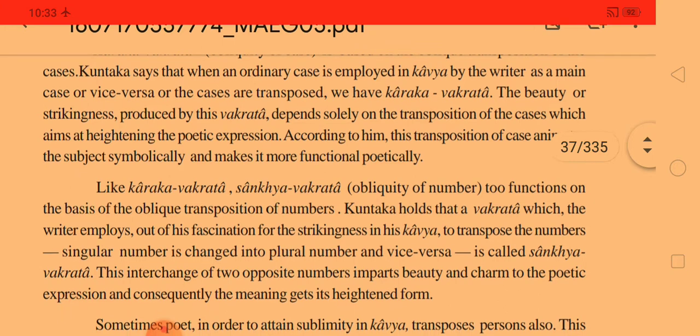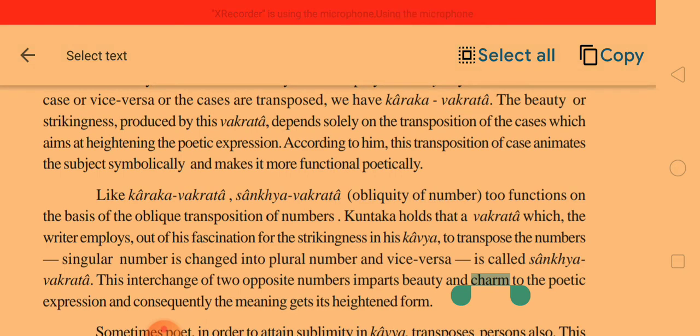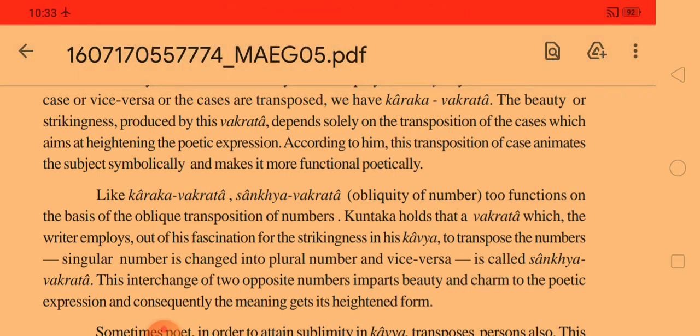And now, like Karaka Vakrata, Sankhya Vakrata, or the obliquity of number, also functions on the basis of the oblique transposition of numbers. Kuntaka holds that a Vakrata which the writer employs out of his fascination for strikingness in his kavya to transpose the number, where singular number is changed into plural number and vice versa, is called Sankhya Vakrata. This interchange of two opposite numbers imparts beauty and charm to the poetic expression, and consequently the meaning gets its heightened form.